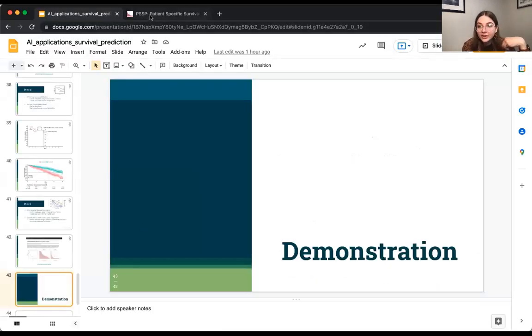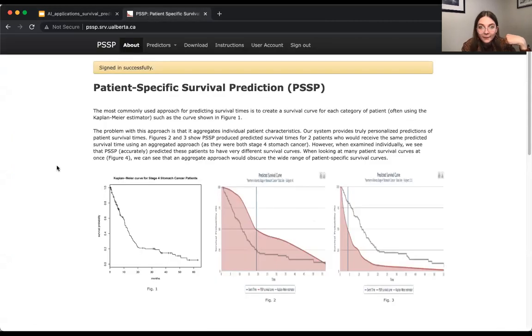Hopefully you can see that. Okay, so once you visit pssp.server.yaleborder.ca, you will be greeted with this page. You don't need an account, but because I've been using this tool for so long, I do have an account.